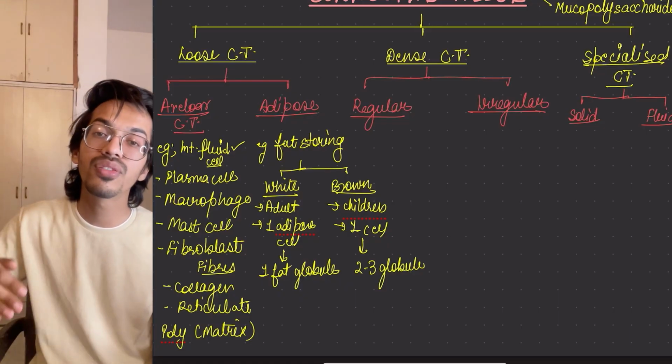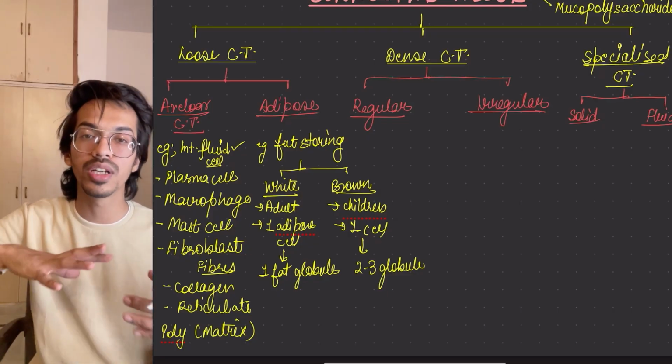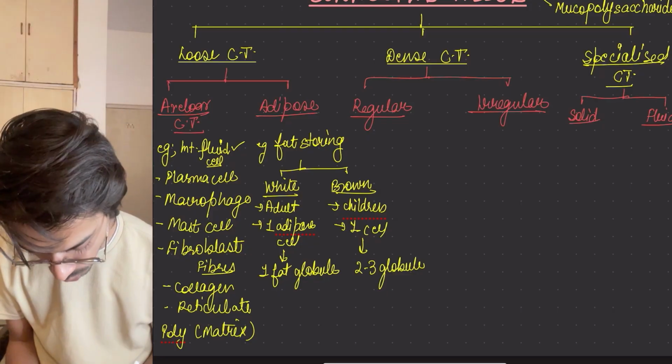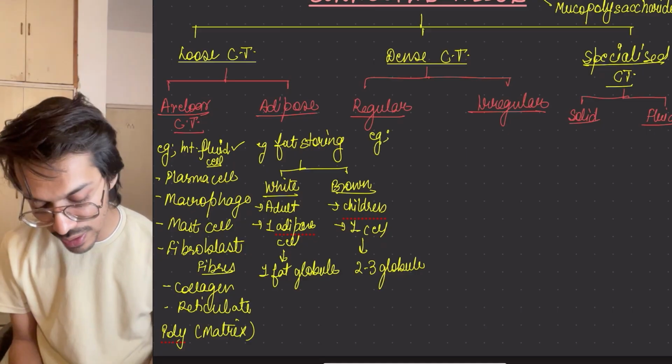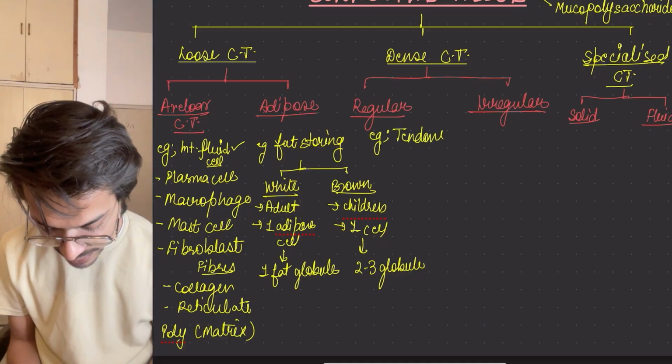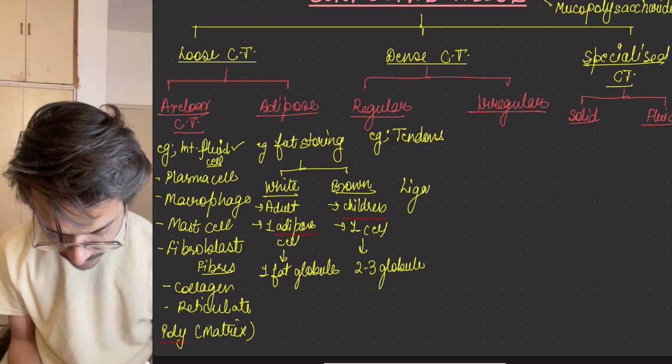Regular connective tissue means their fibers and cells are present in a regular arrangement, so it looks like a symmetrical thing. Examples you have to study. So what are the examples of it? Examples of regular connective tissue are two, that is tendons and the ligaments.